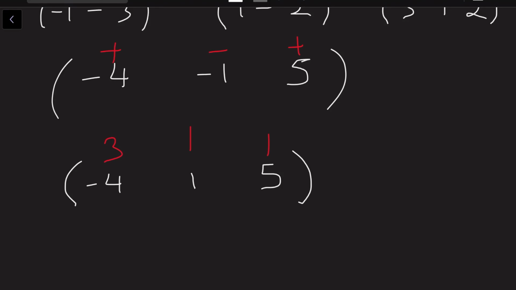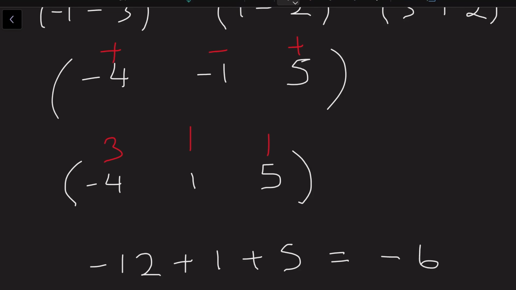So when we multiply, we end up with 3 times a minus 4, that's minus 12. 1 times 1, that's 1. 1 times 5, that's 5. Now, minus 12 plus 1 plus 5 is going to leave us with a minus 6. This minus 6 is the determinant of our 3 by 3 matrix.